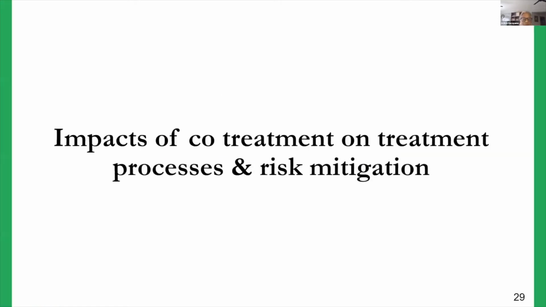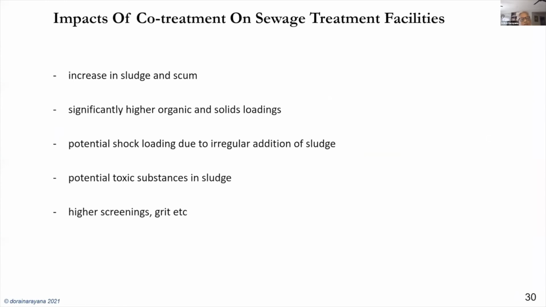Okay. Now let's look at the impacts that we can expect when we co-treat on a treatment facility. What kind of risks can we expect, and how can we mitigate those risks? So the first thing we can expect is that there will be an increase in the sludge and scum because we are adding very high solids to it, and that will cause increased primary sludge, for example, even secondary sludge.